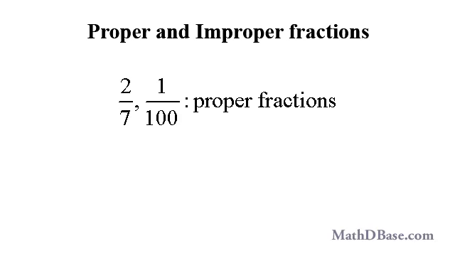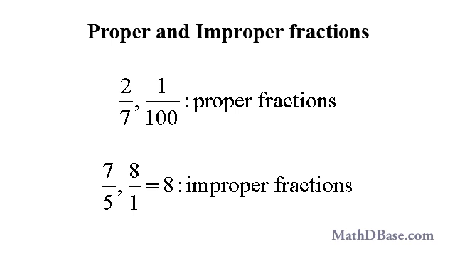A proper fraction is a fraction in which the numerator is less than the denominator. An improper fraction is a fraction in which the numerator is greater than the denominator. Any whole number can be written as an improper fraction with a denominator of 1. For example, 2 over 7 and 1 over 100 are proper fractions, while 7 over 5 and 8 over 1, which equals 8, are improper fractions.